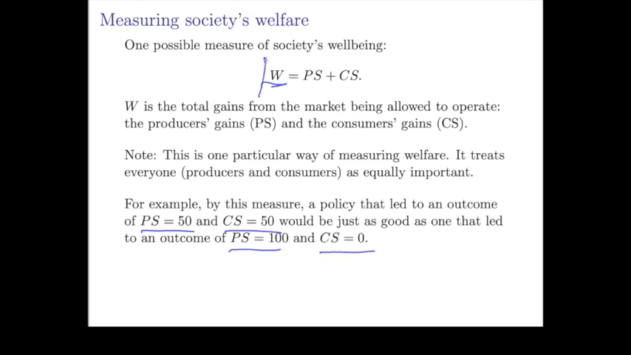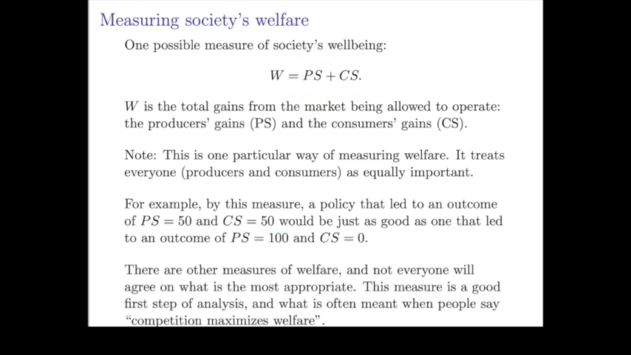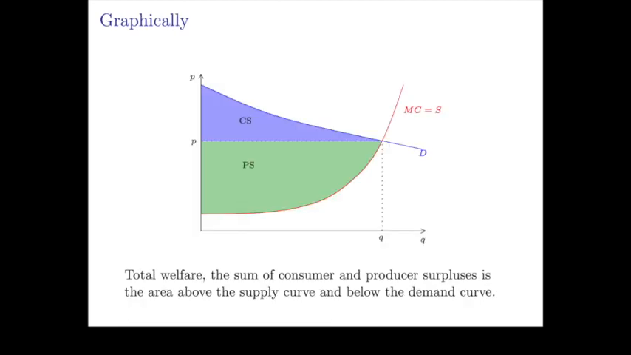So this is just one particular way of measuring society's well-being, and all it's saying is it's really measuring the size of the pie. And it's saying the bigger the size of the pie, the bigger the gains from trade that are achieved, the better off society is. There are lots of other ways you can measure welfare, but this is one particular way of doing it. And when you hear the refrain that markets are efficient and markets maximize welfare, this is the notion of welfare that refers to. Graphically, what does this mean?